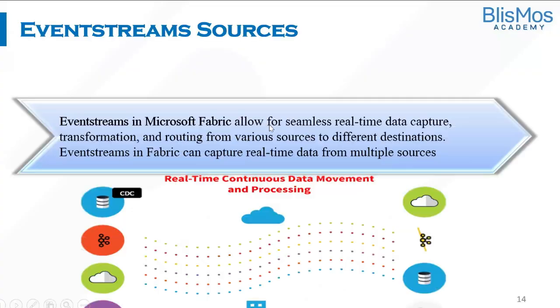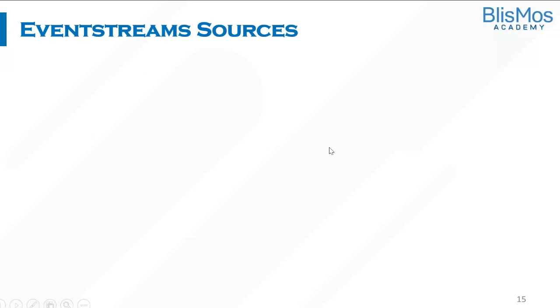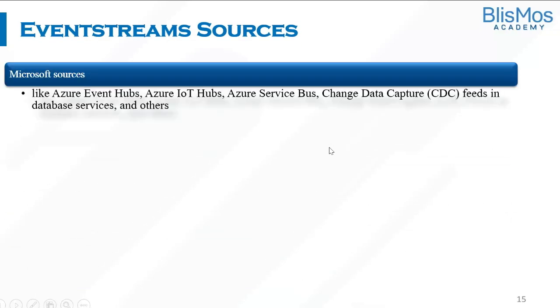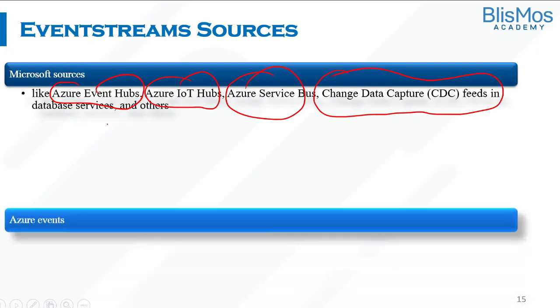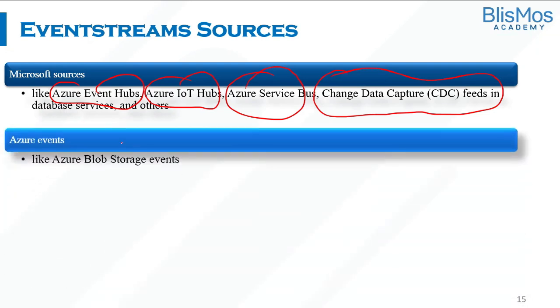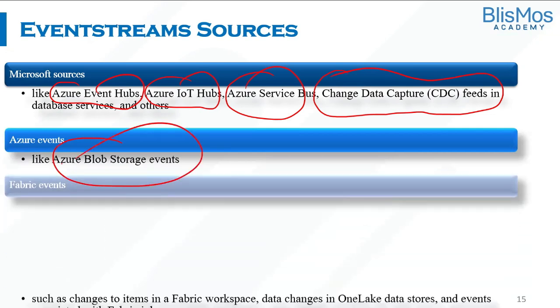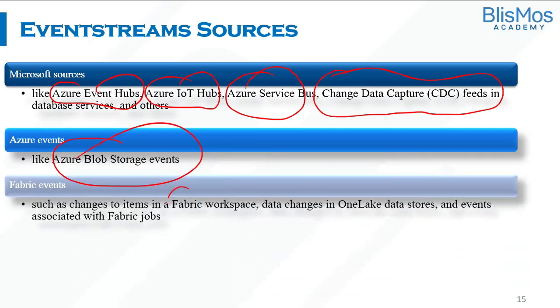Now, when it comes to the sources, we have different types of sources. Microsoft sources can be Azure Event Hubs, Azure IoT Hubs, Azure Service Bus, CDC, Change Data Capture feeds, and database services. And then we have Azure Blob Storage events. We have Fabric events like Fabric Workspace, data changes in OneLake data source, and events associated with the Fabric jobs.